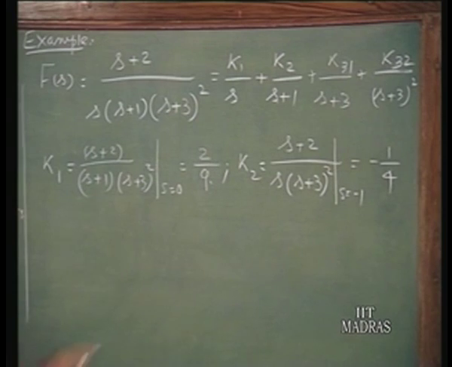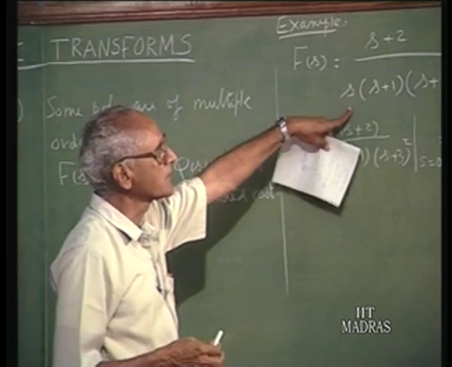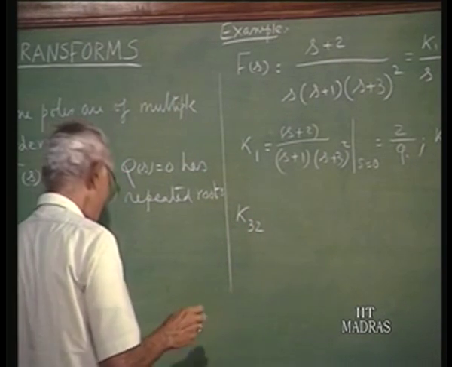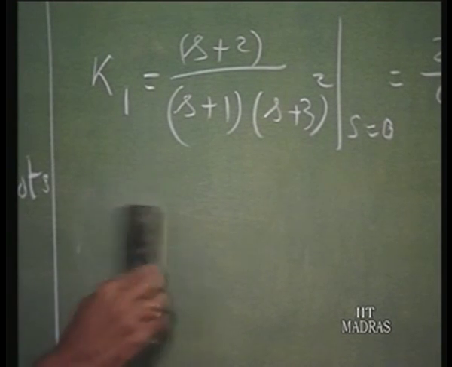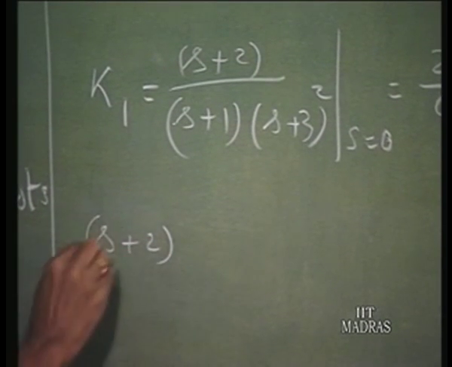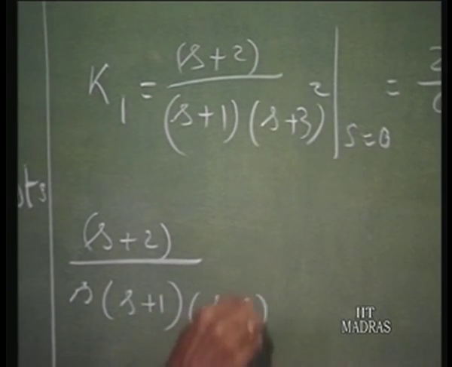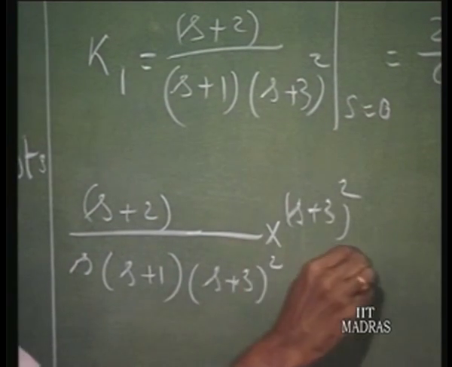Now you have to find out k31 and k32. Of this, k32 is easily found out by multiplying this rational function by s plus 3 whole squared, so that when we substitute s equals minus 3, all the other terms vanish. We will illustrate this in a more general way. Let us suppose I write here s plus 2 over s times s plus 1 times s plus 3 whole squared, and I multiply this by s plus 3 whole squared, so that this term will be cancelled out, and we will call this m of s.